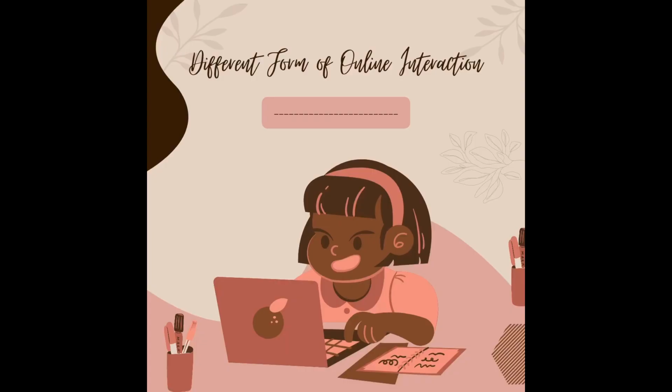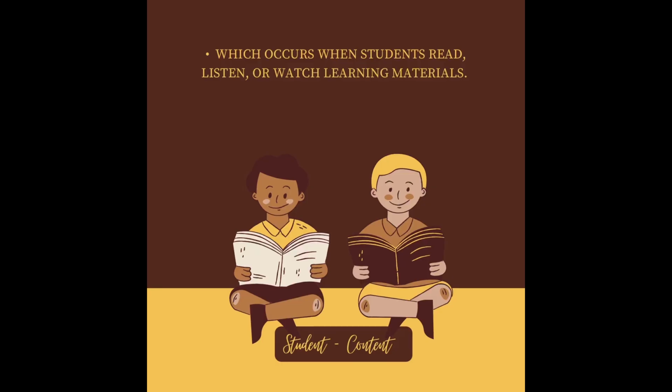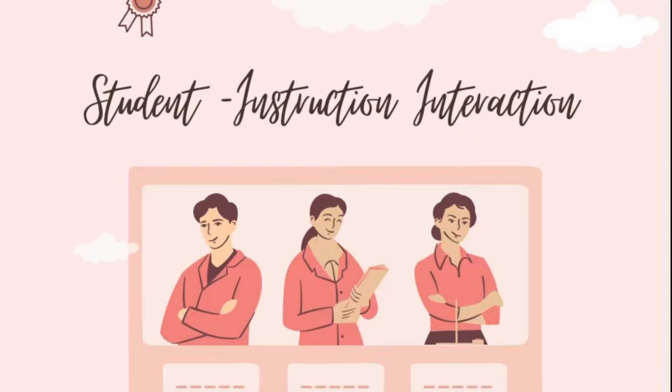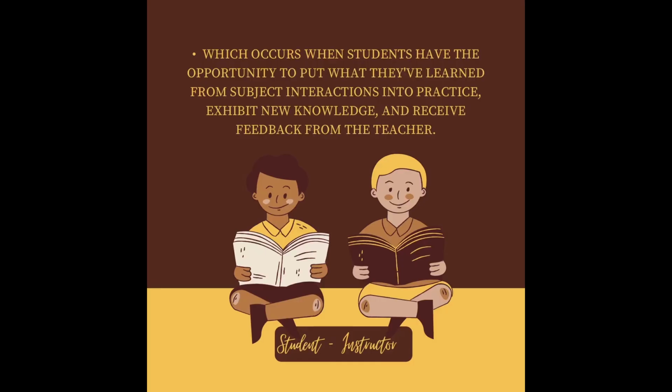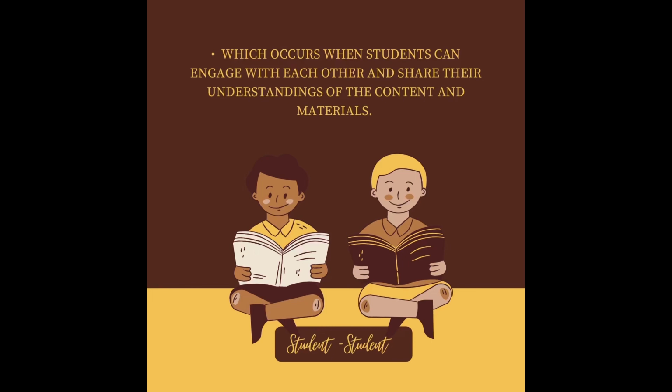Different forms of online interactions. First is student content interaction. This occurs when students read, listen, or watch learning materials. Second is student instructor interactions. It occurs when students have the opportunity to put what they've learned from subject interactions into practice, exhibit new knowledge, and receive feedback from the teacher. Third is student-student interactions. It occurs when students can engage with each other and share their understandings of the content and materials.